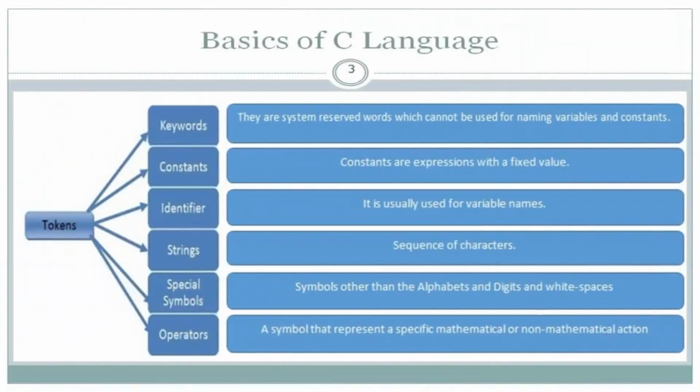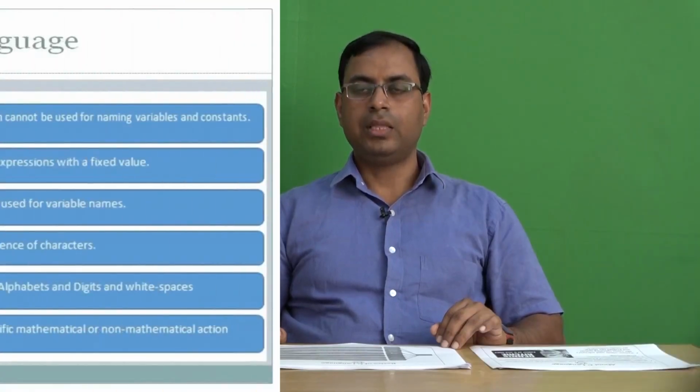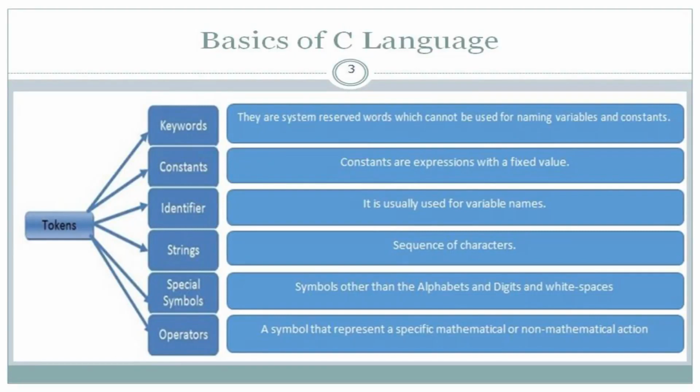The next token is the identifier. The identifier is also known as a variable. These items can change their values throughout the execution of a program. The next token present in the C language is the string. A string basically consists of a combination of various characters. These are written in inverted commas. There are special symbols used in C language, for example the @ and ampersand signs, which are used for specific purposes.